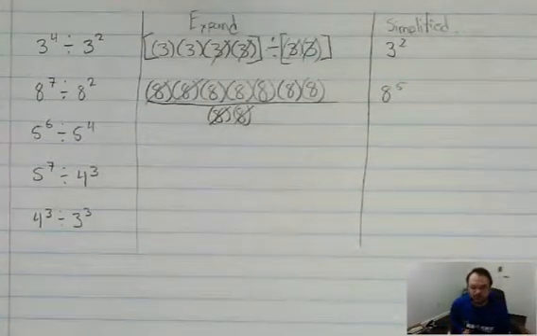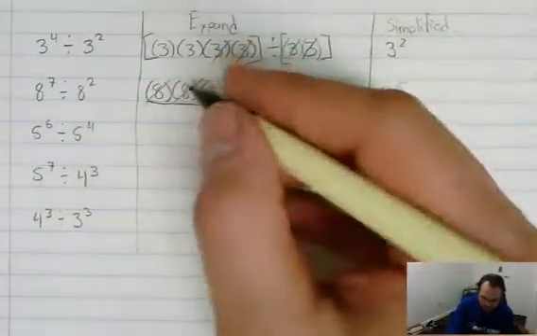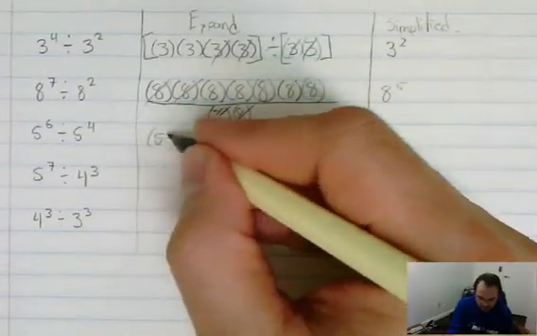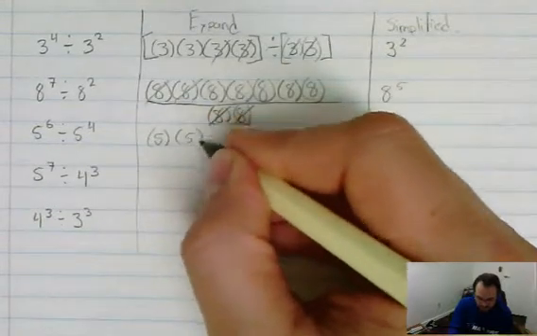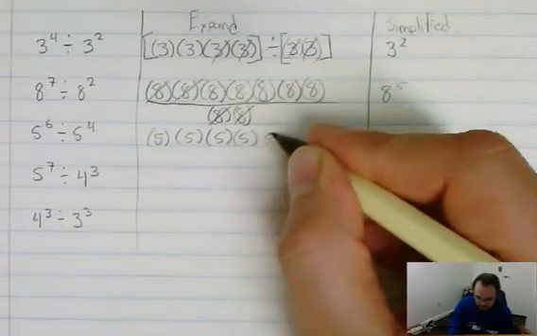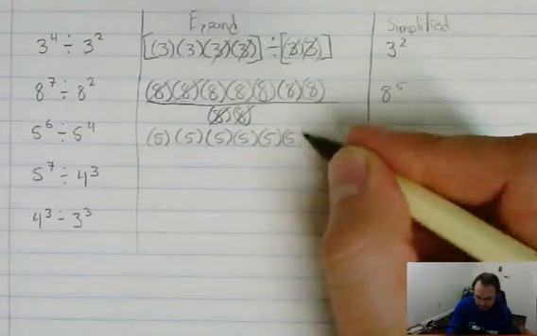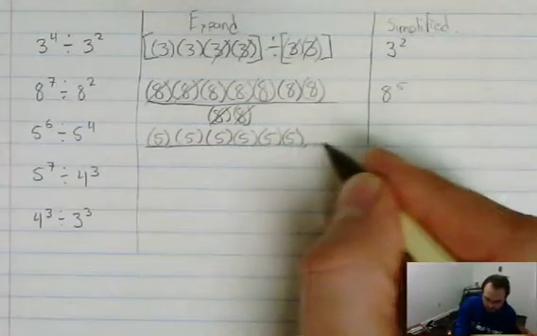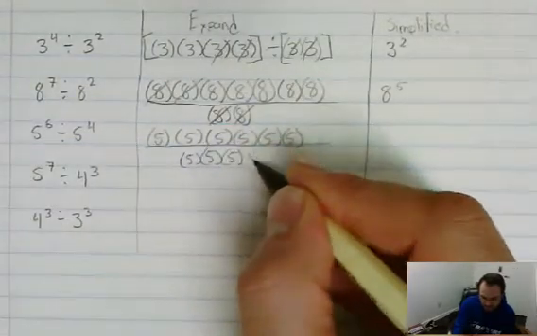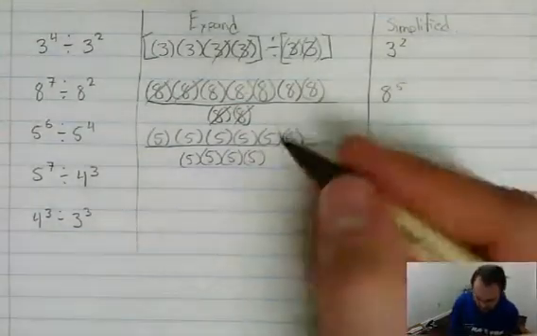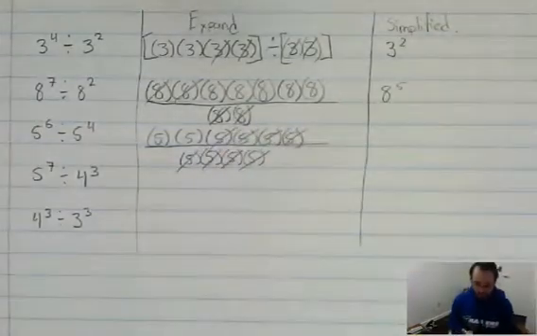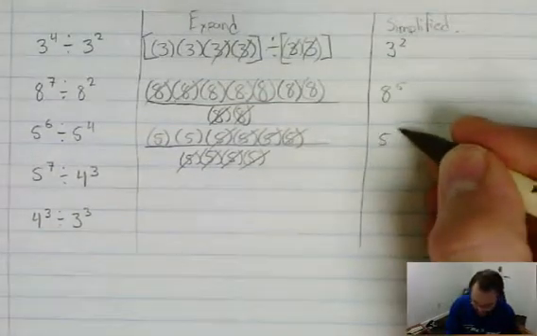You might be getting the pattern already. Let's try this next one here. I want 5 to the power of 6. So that's 5 multiplied by 5 multiplied by 5 multiplied by 5 multiplied by 5 multiplied by 5, all divided by 5 to the power of 4. So we have 1, 2, 3, 4. Now, once again, let's do our divisions. 5 divided by 5 is 1. 5 divided by 5 is 1. 5 divided by 5 is 1. 5 divided by 5 is 1. So I'm left with 5 squared.